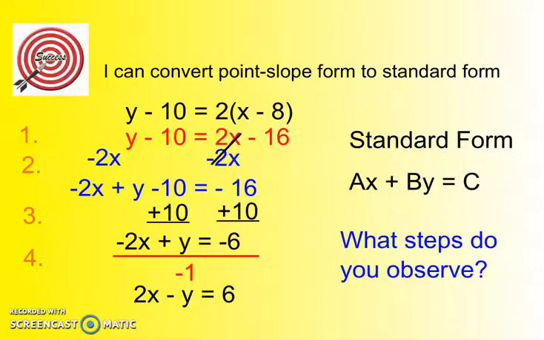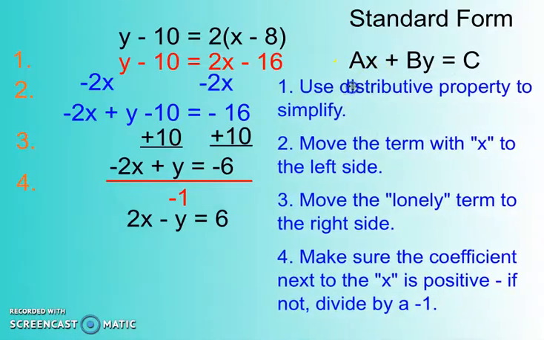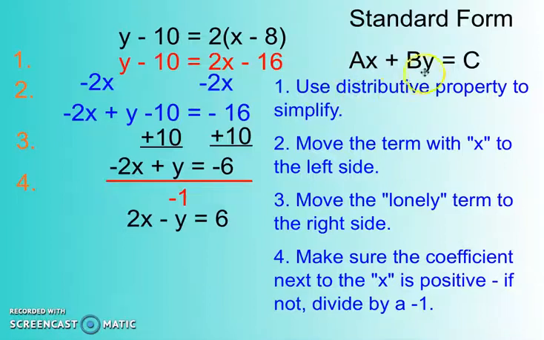Okay, so let's look at our steps. Here are our steps. The first thing we did was we used the distributive property to simplify. That's step number 1. Second step, we moved the x term to the left side, and in order to do that, we had to do the inverse property.